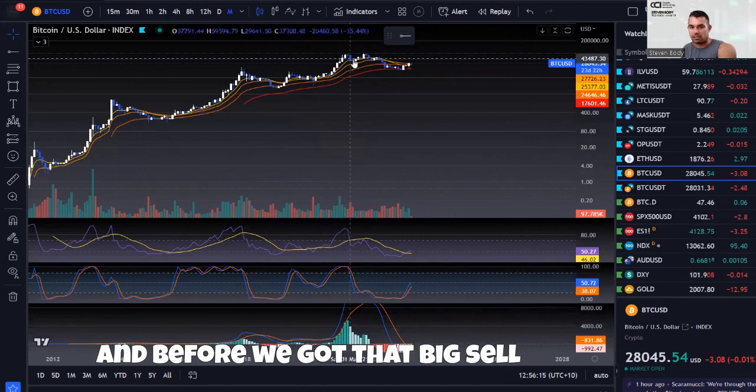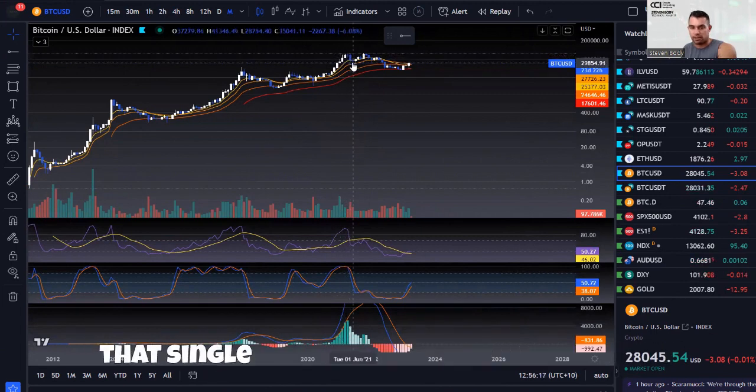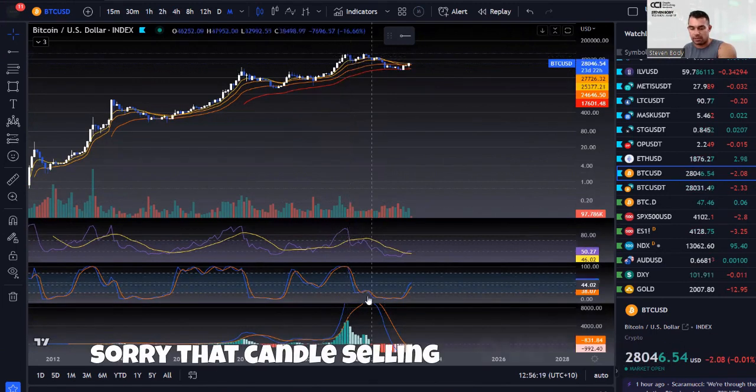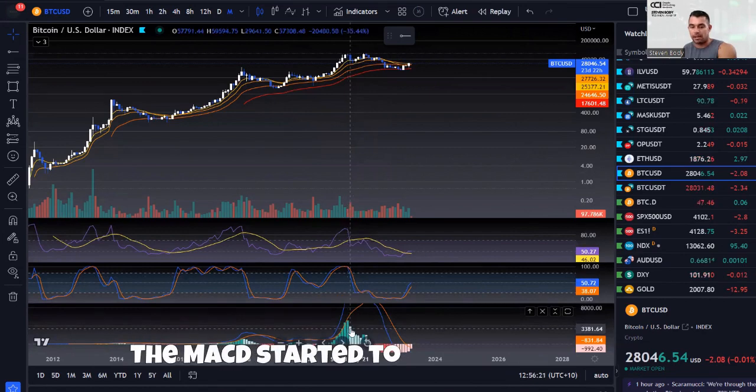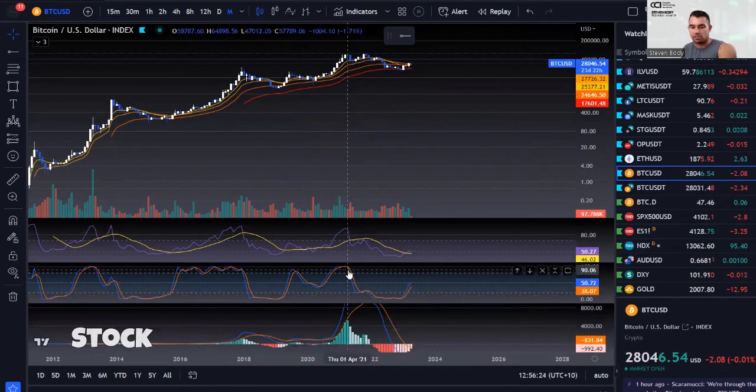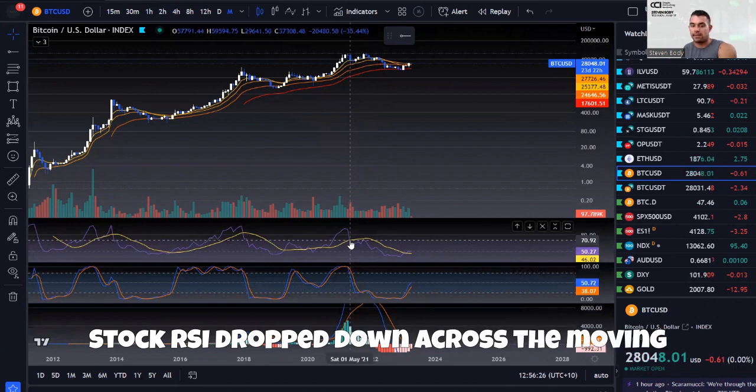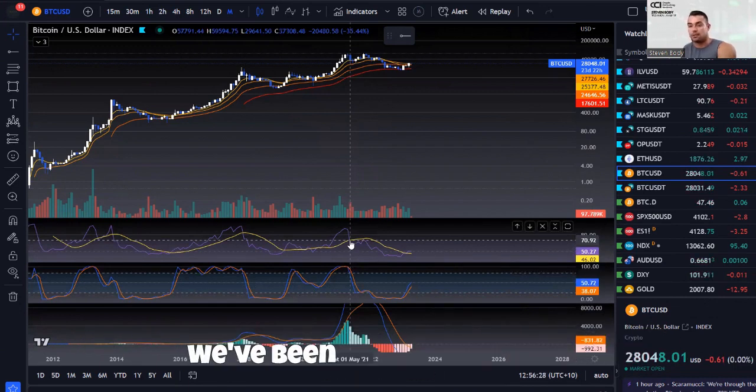And before we got that big sell, which is the China Elon Musk FUD, that candle killing there over the month, the MACD started to bend on that big one, and we got that sell off. Stock RSI dropped down across the moving average. As soon as we got below it, that's it. We've been in a bear market ever since.